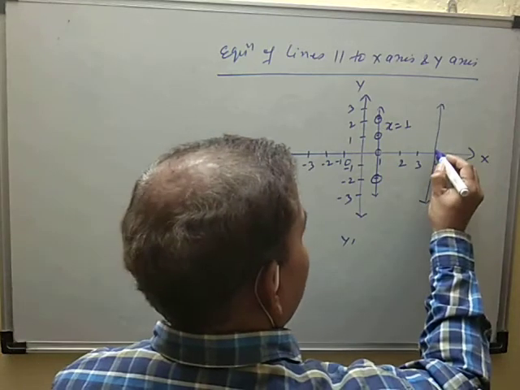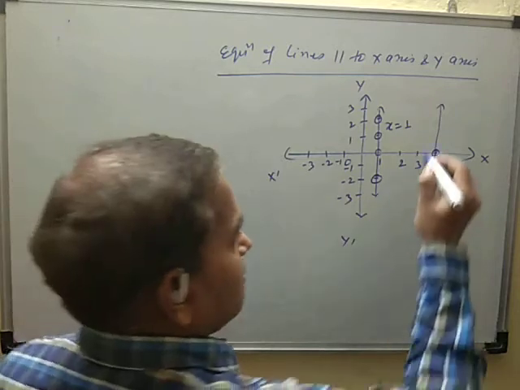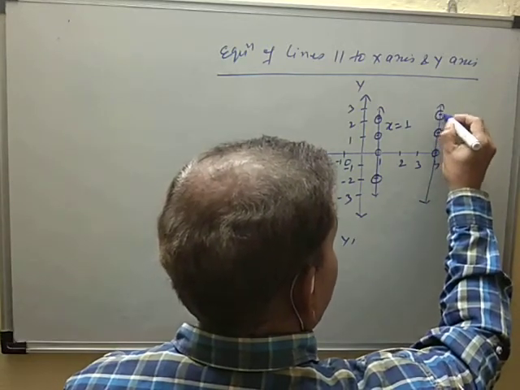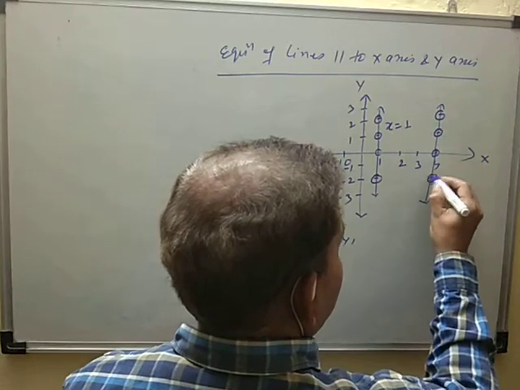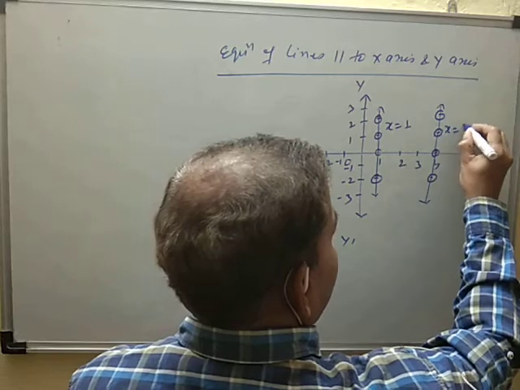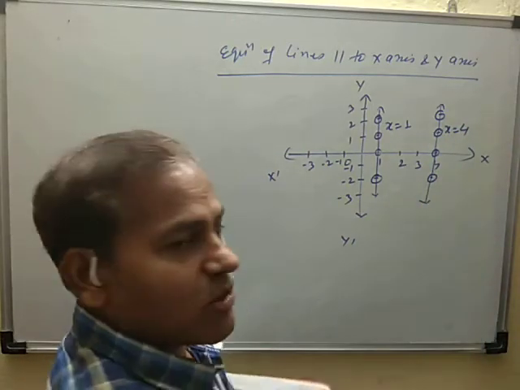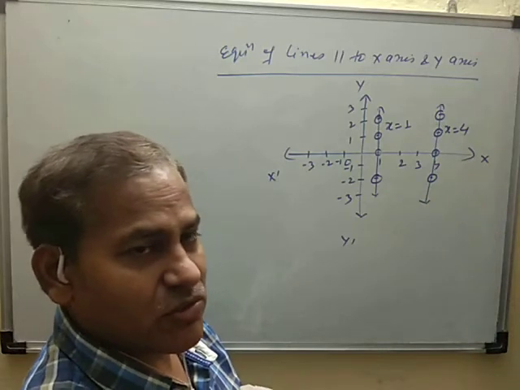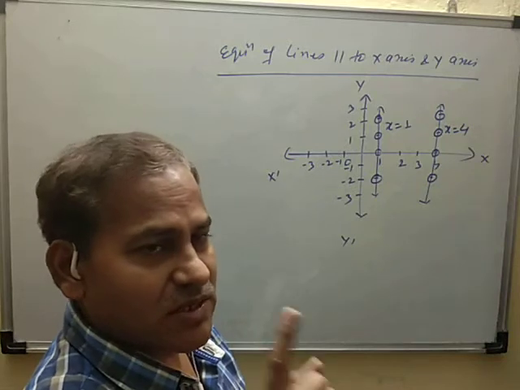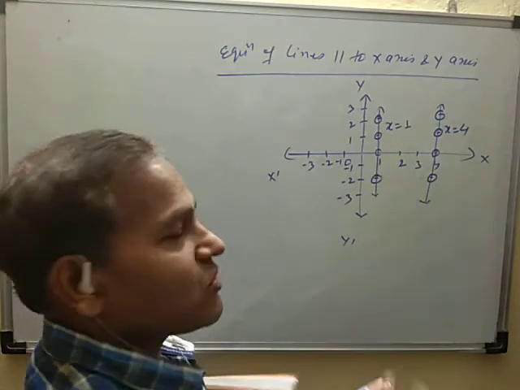Similarly the value of x here is 4, the value of x here also 4, here also 4, here the value of x also 4. So equation of this line is x is equal to 4, that is x is equal to some constant. So x is equal to some constant is the equation of line which is parallel to y axis.